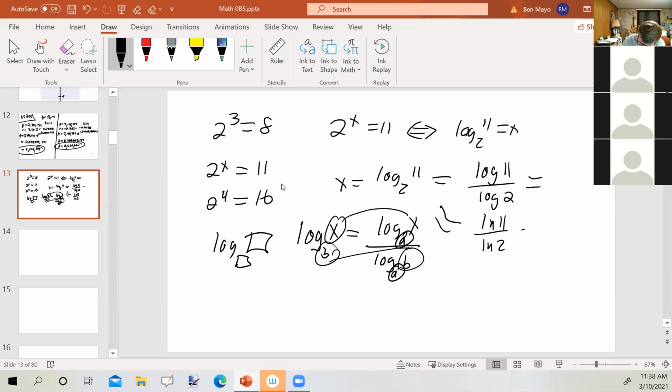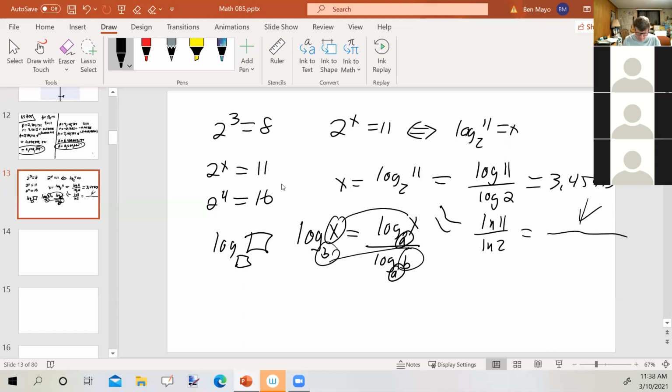So let's punch each of those into the calculator. We should get the same answer for both. So log base 10 of 11 divided by log base 10 of 2, and I'm coming up with 3.45943, et cetera. If I take the natural log of 11 divided by the natural log of 2, I get the same thing as I got up there.